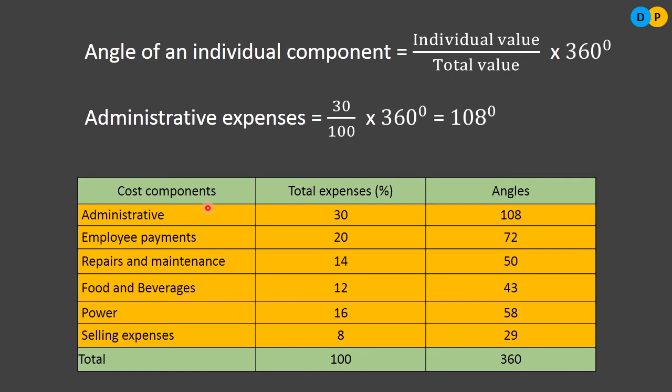So this is the table. In this table, we have added one more column indicating the angles, because we need to divide the entire circle into sectors. What will be the angle of each sector? The first, administrative, is around 108 degrees. Similarly, for employee payments it is 72 degrees, for repair and maintenance it is 50, and likewise for food and beverages, power and selling expenses. All together, if you add all these, you should get 360 degrees.